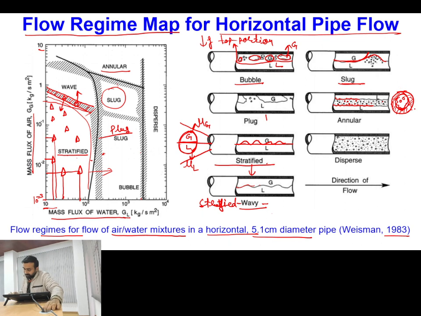But the thickness of this liquid will be asymmetric because of the presence of gravity, because in the top portion less liquid will stay, and the liquid will try to accommodate in the bottom portion of the pipe.